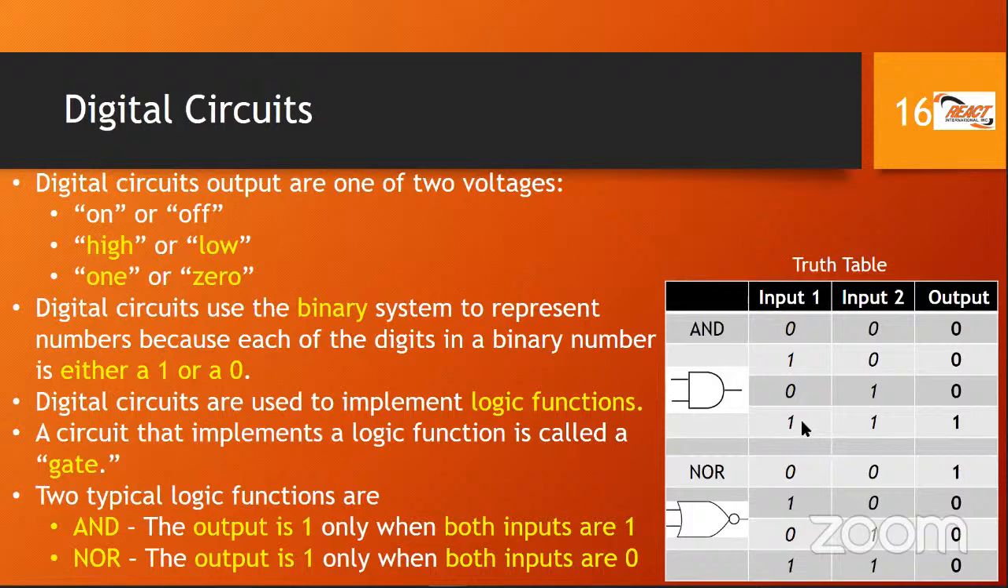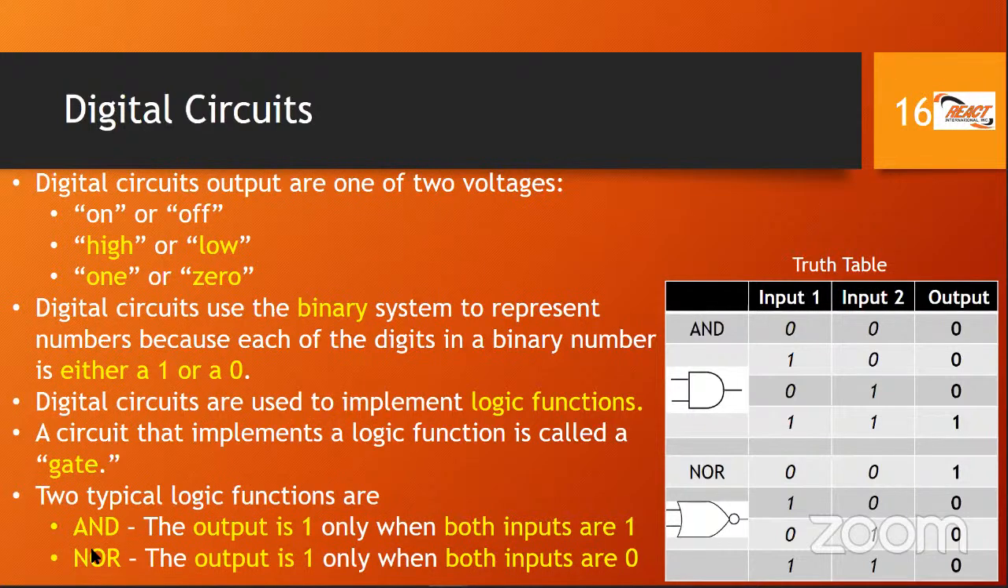It's the same thing with the AND gate. When the input 1 is 1 and the input 2 is 1, you get an output of 1. Any other combination of the values, your output is 0. Your mouth stays closed. Right? So that's the AND gate. That is how the AND gate functions.